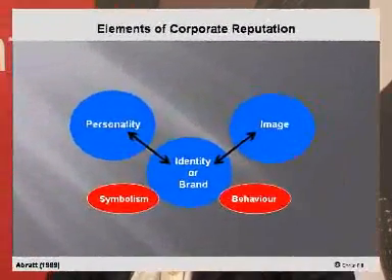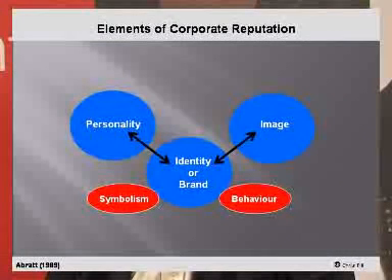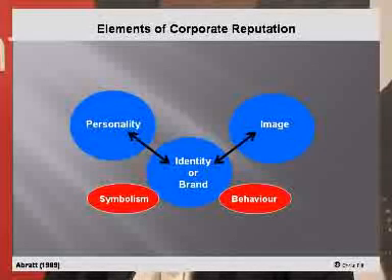When we're considering how organisations communicate their identity, there are two main variables. If we look at this slide, we can see that one is symbolism, the way organisations use signs, names, logos, colours, fonts, workwear, architecture to communicate who they are. And the other is behaviour.